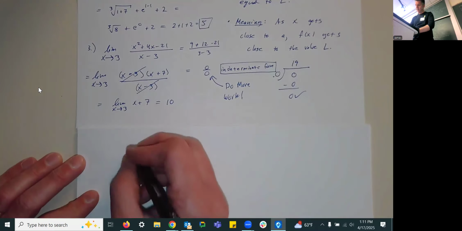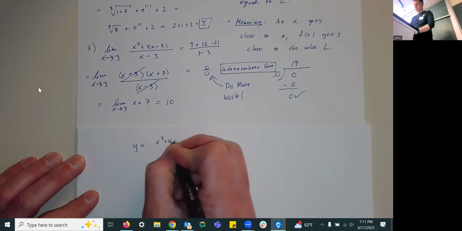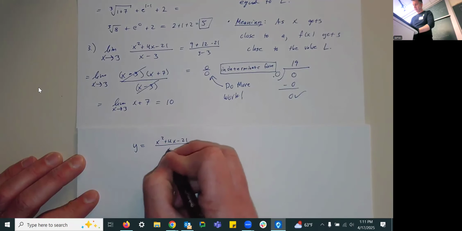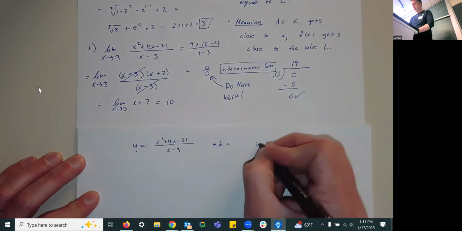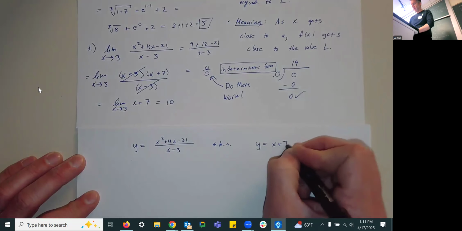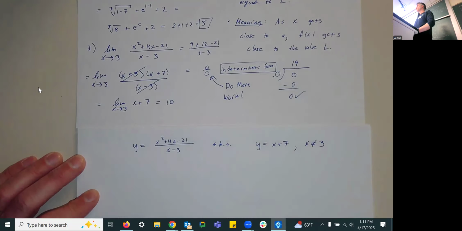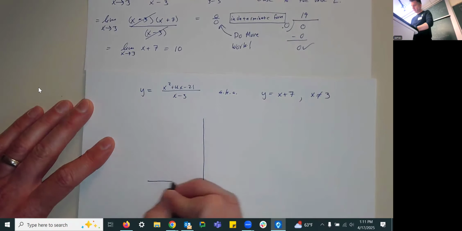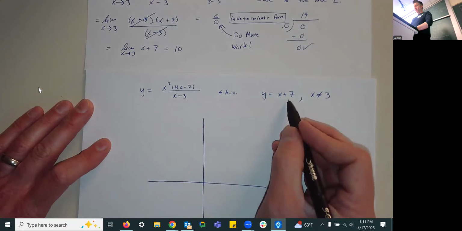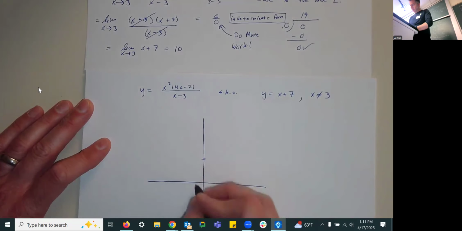So I'm going to graph y equals x squared plus 4x minus 21 divided by x minus 3. But I'm really just going to graph y equals x plus 7, and just remind myself that x isn't allowed to equal 3. So when I graph that, let's see, I've got a y-intercept of 7. I've got an x-intercept of -7.